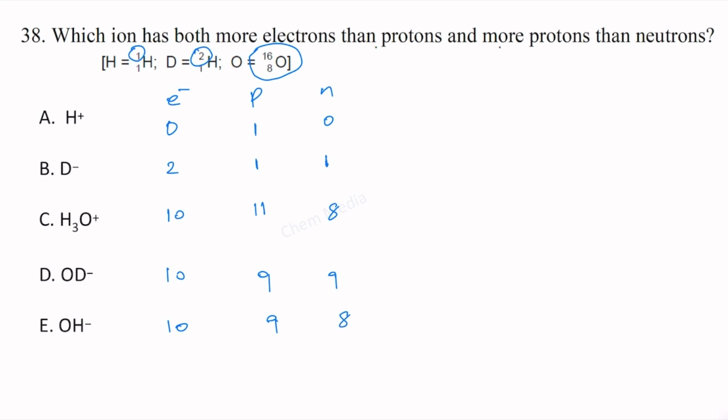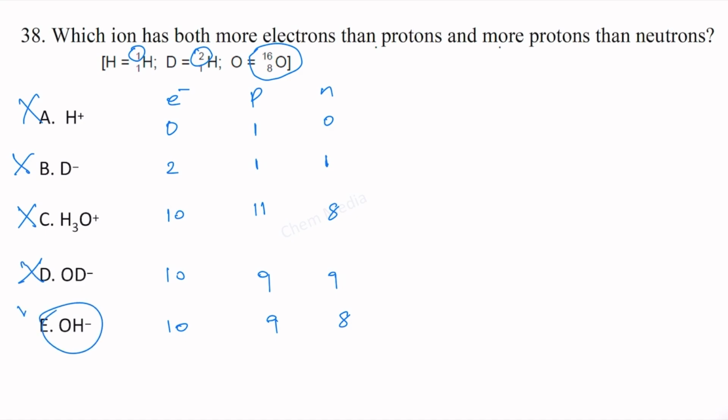Now here the question is, which ion has both more electrons than protons? More electrons than protons, that means this is not correct. Also more electrons than protons, therefore option C is also not correct. Now look at the second statement, more protons than neutrons. We have equal number of protons and neutrons in D minus, therefore this is not correct. In OD minus we have equal number of protons and neutrons and therefore this is also not correct.